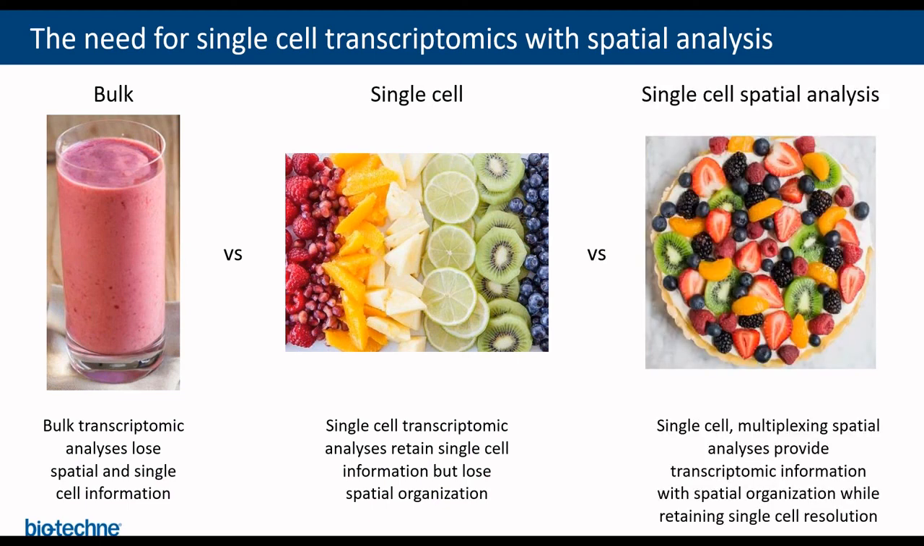This is where spatial analyses come into play. Single cell multiplexing spatial analyses that detect RNA can provide transcriptomic information with spatial organization while retaining single cell resolution. So now, instead of an average blended smoothie with mystery ingredients, you can see all the fruit and how it is spatially arranged.